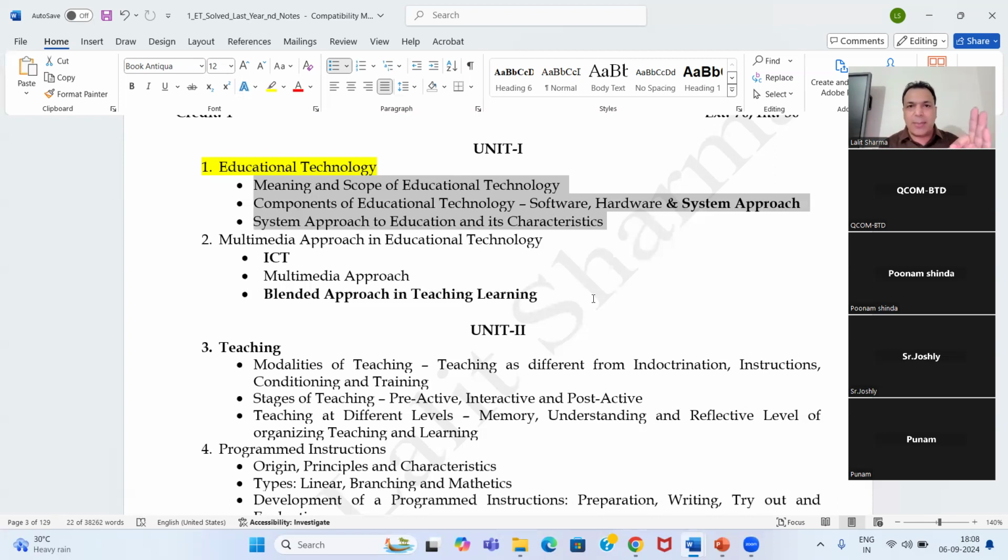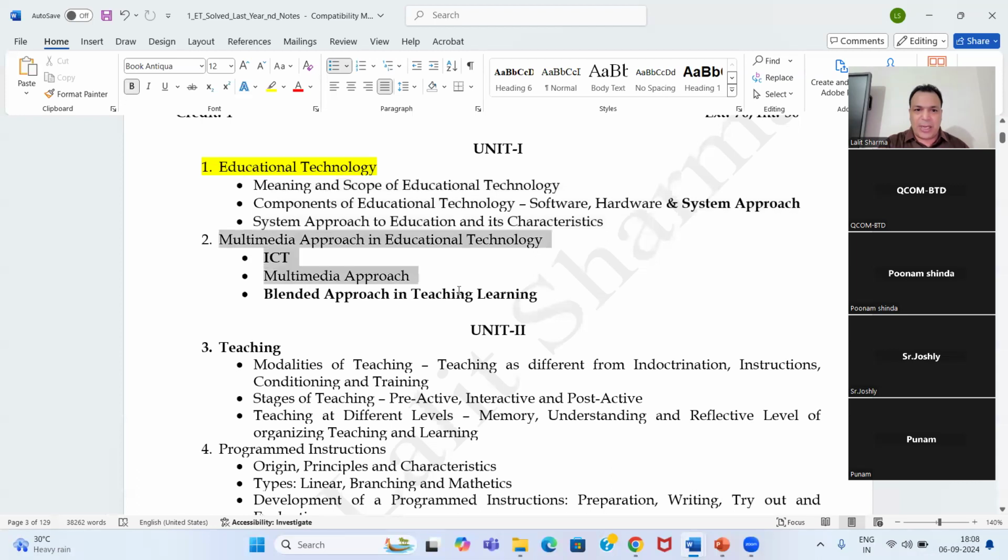Okay, you must remember there are 3 approaches: hardware approach, software approach, and system approach. Okay, as it is written. Then second part is the multimedia approach. Okay, 2 questions would come. You already know that out of the 2, you have to attempt 1, right?